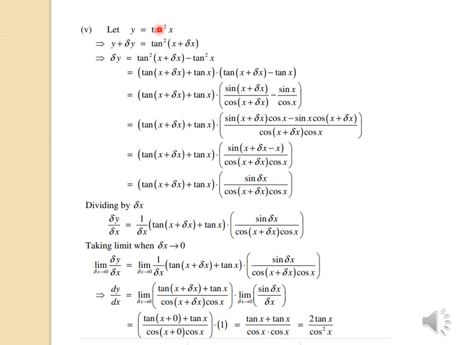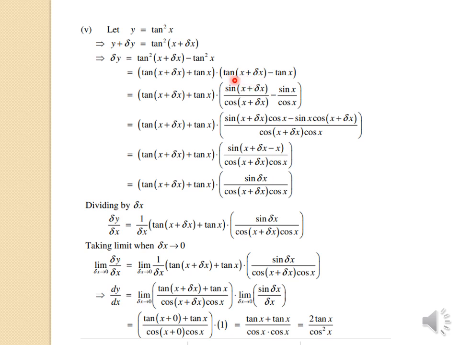Student, question number, part 5, we have y equals tan square x. So student, similarly we replace y by y plus delta y and x by x plus delta x. In the next step we shift y to the other side, then it becomes negative, and put the value of y. Here we apply the formula of a square minus b square. So what is the formula of a square minus b square? It is a plus b and a minus b. So student, we do not break into trigonometry identity terms.